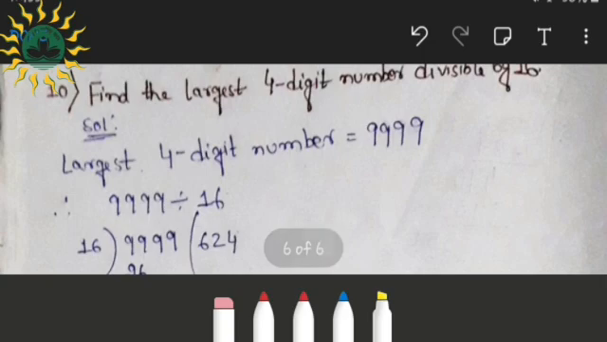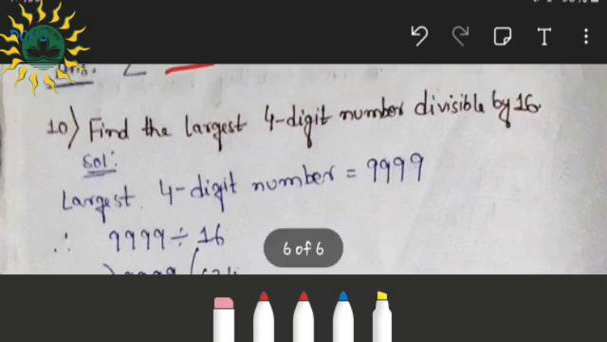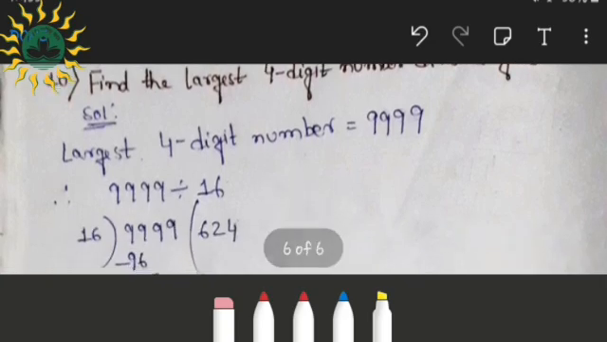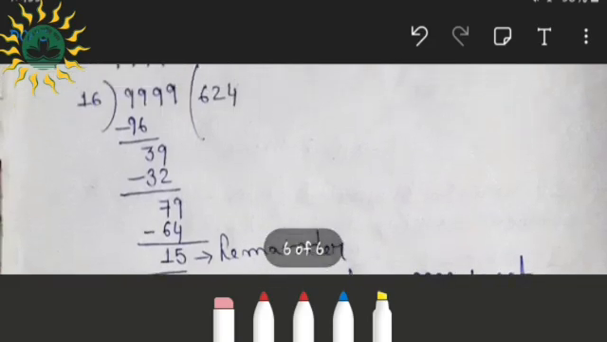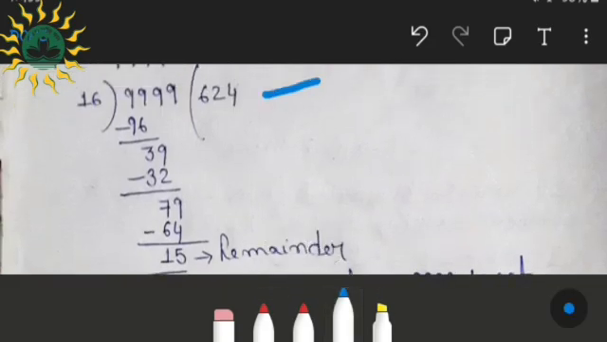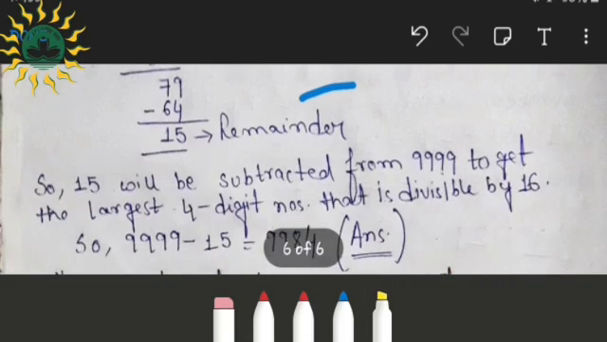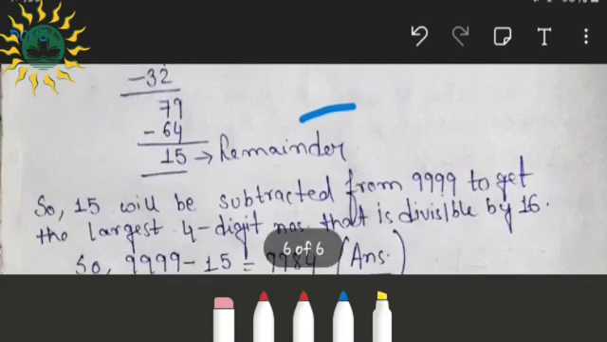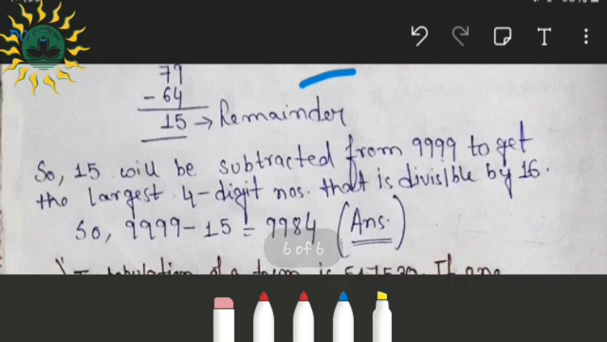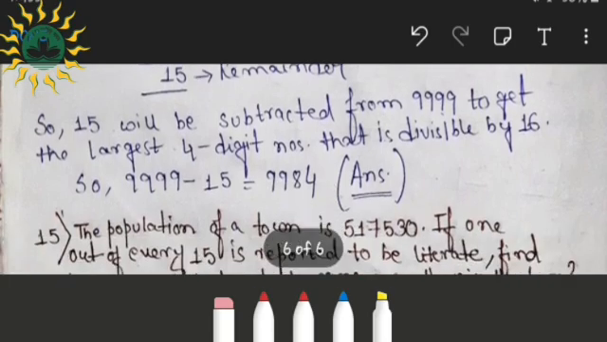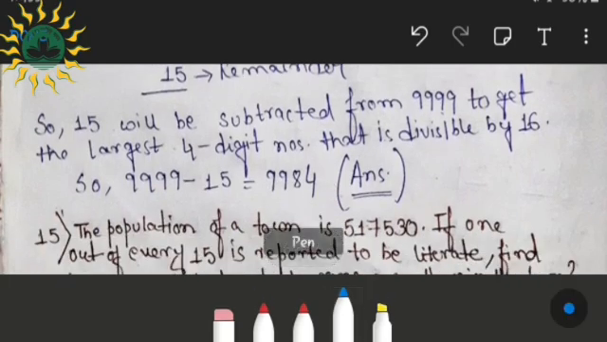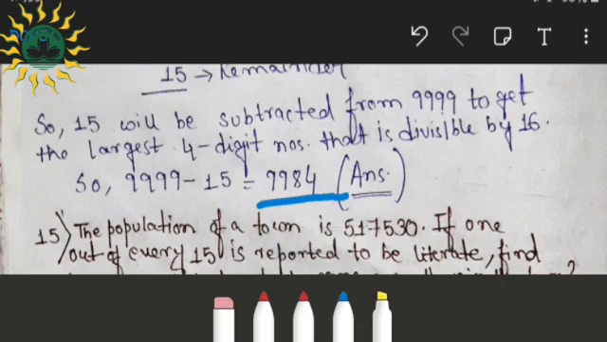Find the largest 4-digit number divisible by 16. So largest 4-digit number we know is 9999. So 9999 divided by 16, normal division, we get 624 as our quotient and 15 as our remainder. So 15 will be subtracted from the given dividend. So we get 9984. So this 9984 is the number which will be completely divisible by 16.